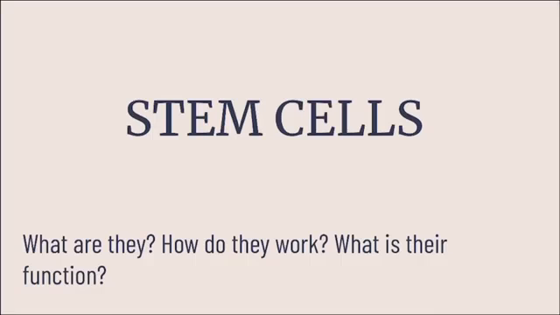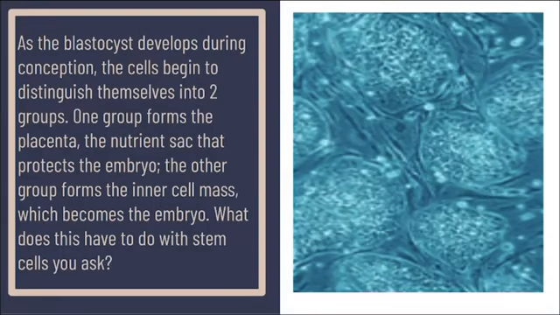Stem cells. What are they? How do they work? What is their function? As a blastocyst develops during conception, the cells begin to distinguish themselves into two groups. One group forms the placenta, the nutrient sac that protects the embryo. The other group forms the inner cell mass, which becomes the embryo.